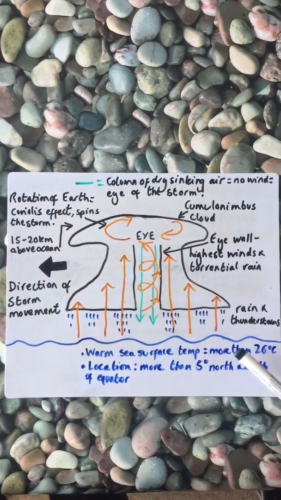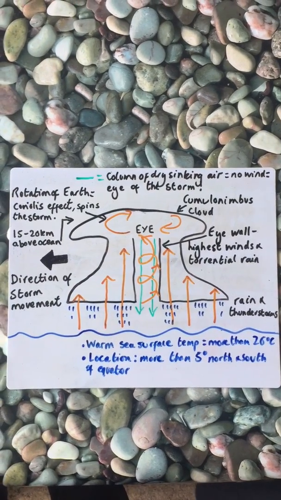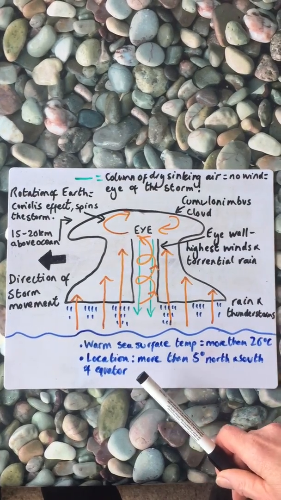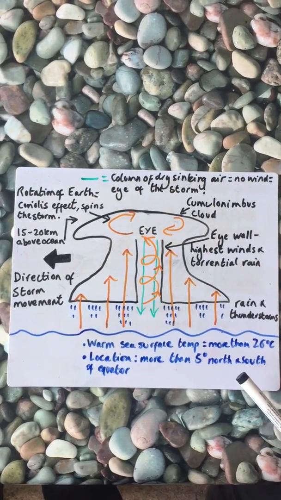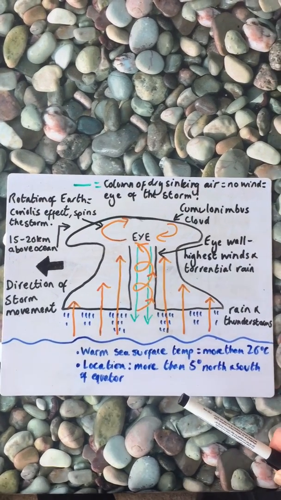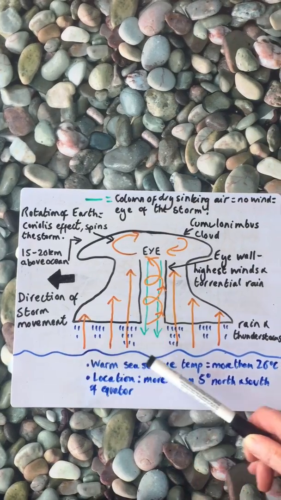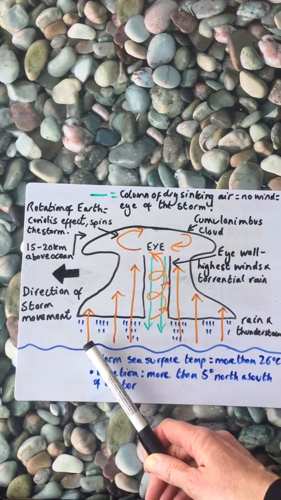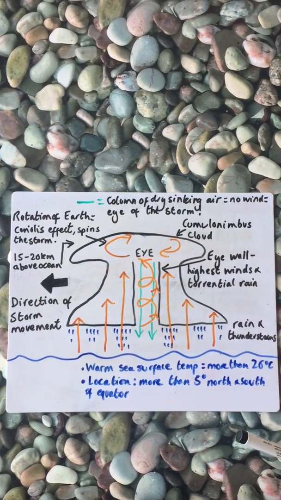At the bottom we've got the ocean. Warm sea surface temperature has to be more than 26 degrees. The location will be more than 5 degrees north or south of the equator, so the warm part of the sea. So the very first thing that happens is basically the ocean is so warm that the air rises. That's what all these arrows are for.